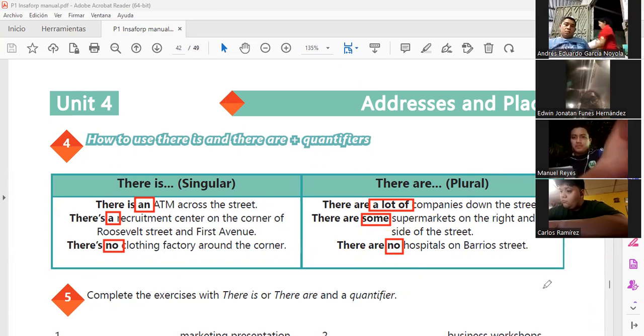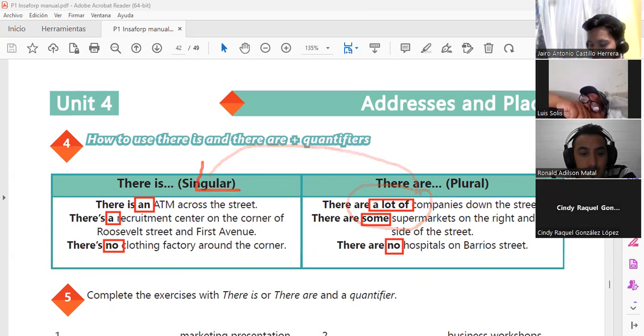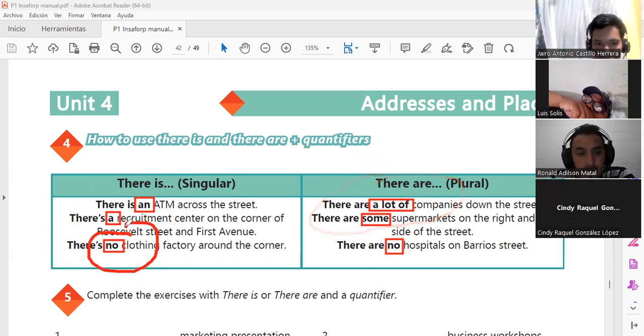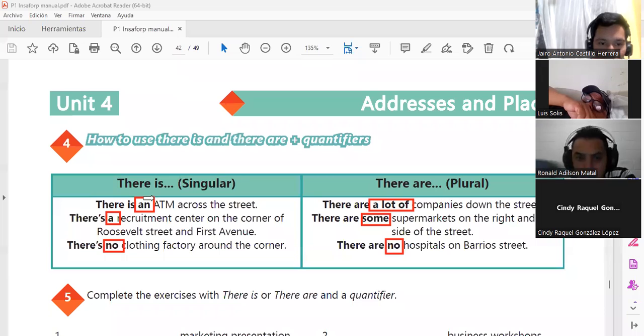All right, so let's continue. Ronald, can I use a lot of and some with singular? No. Okay, so these are for singular, these are for plural. And no, we can use it in singular and we can use it in plural. All right, so let's go. Number one. Jairo, please read number one. There is an ATM across the street. Excellent. Thank you, Jairo.